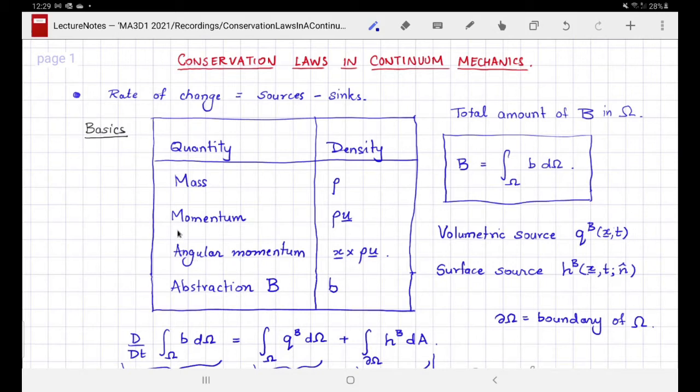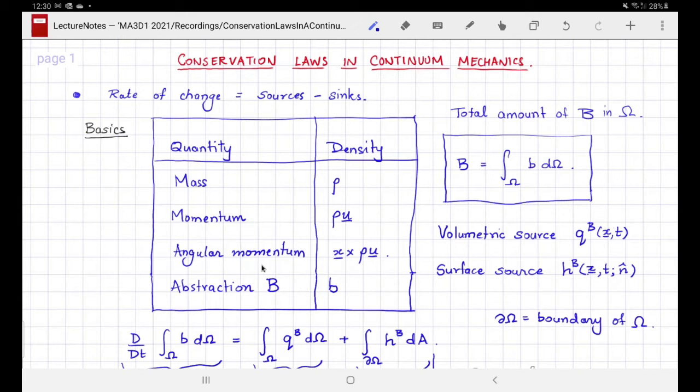So what we plan to do is write down rates of changes of all these quantities. And a convenient way of doing that is to consider an abstract quantity, capital B, which could be any one of these three, or a fourth or fifth quantity, and write its rate of change in terms of its sources and sinks. Now, this quantity B is distributed throughout the volume. For example, mass is distributed throughout the volume with a density rho and can be written as the volume integral of this density over that volume.